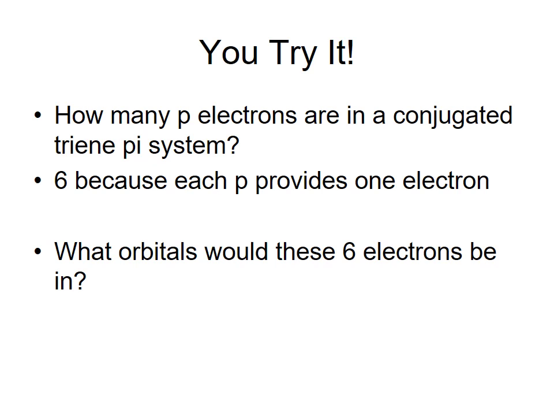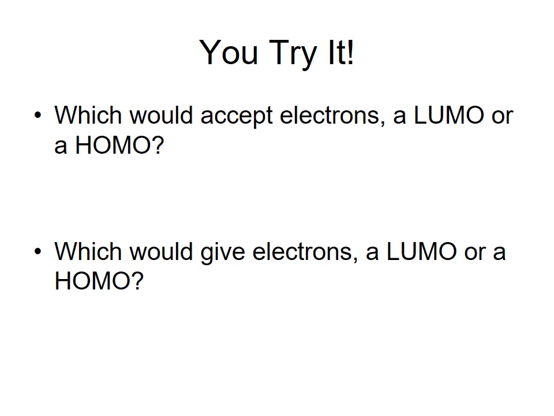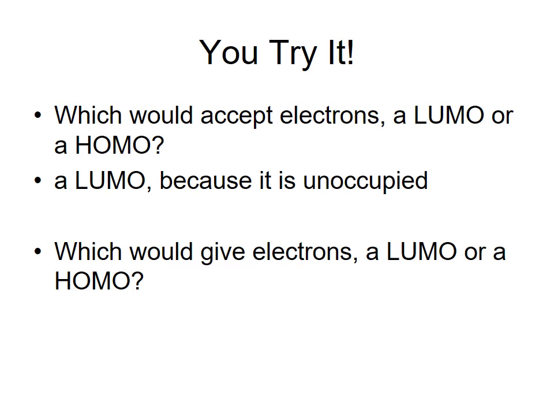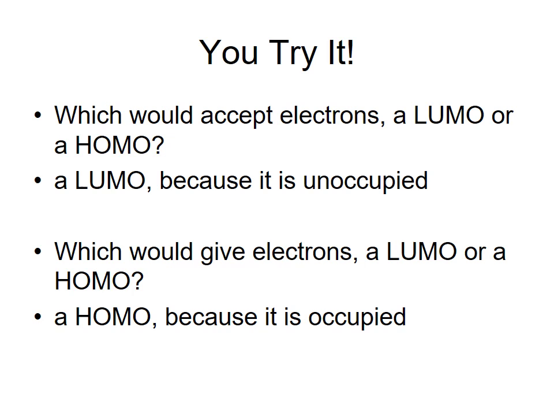What orbitals would these 6 electrons be in? They would be in the 3 bonding orbitals. The anti-bonding orbitals would be unoccupied, so you would have 2 in each of the 3 bonding orbitals. Which would accept electrons and which would give electrons, a LUMO or a HOMO for each? Well, since a LUMO is unoccupied, it must be what accepts. And since a HOMO is occupied, it must be which gives.